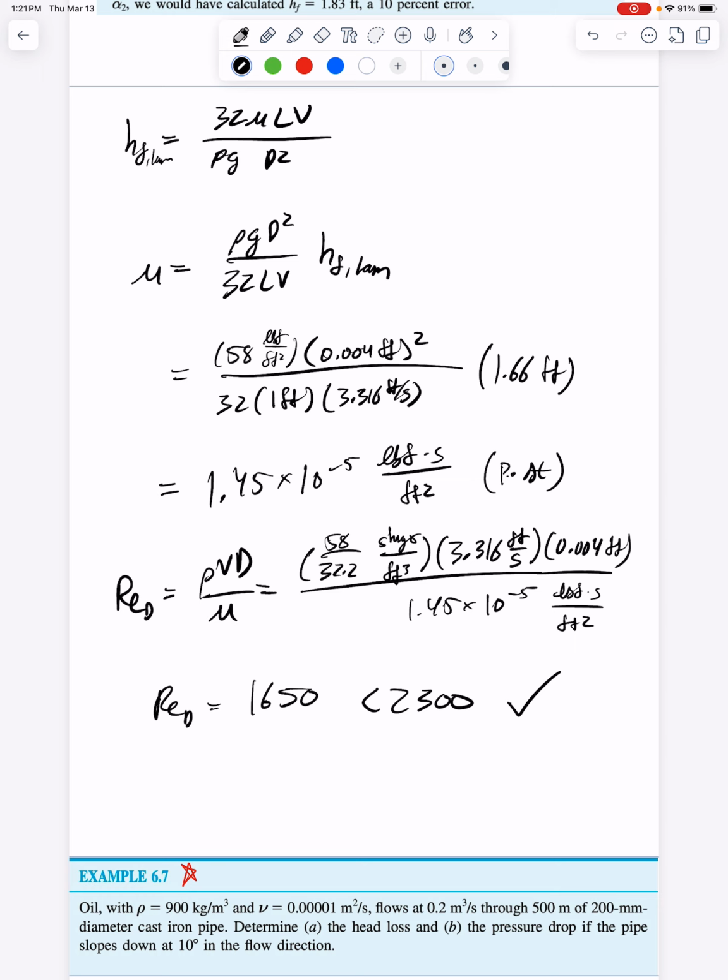Therefore, our assumption is valid. We got the solution, and our assumption matches up. So we're good. Any questions on that process? If not, go to the next problem.